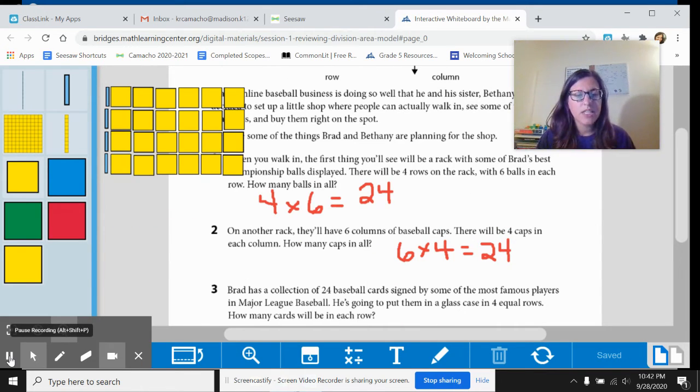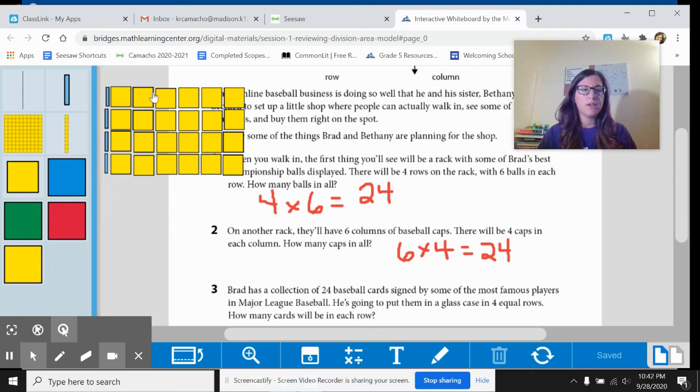Okay, so now I'm looking at this next one. Brad has a collection of 24 baseball cards signed by some of the most famous players in Major League Baseball. He's going to put them in a glass case in 4 equal rows. How many cards will be in each row?